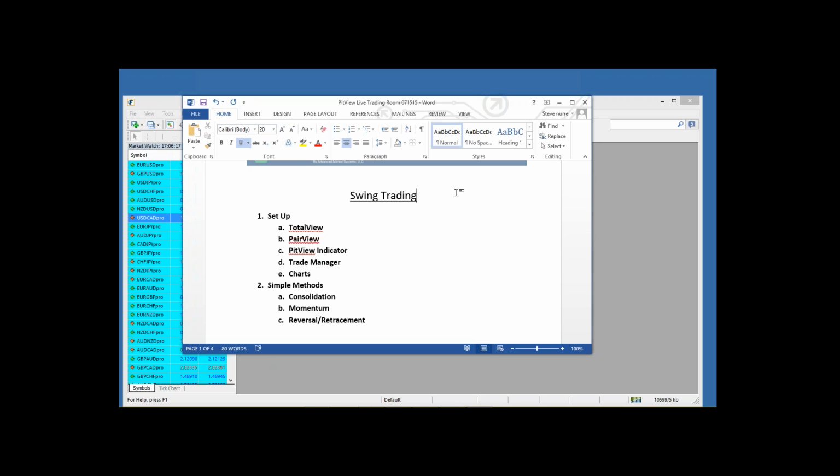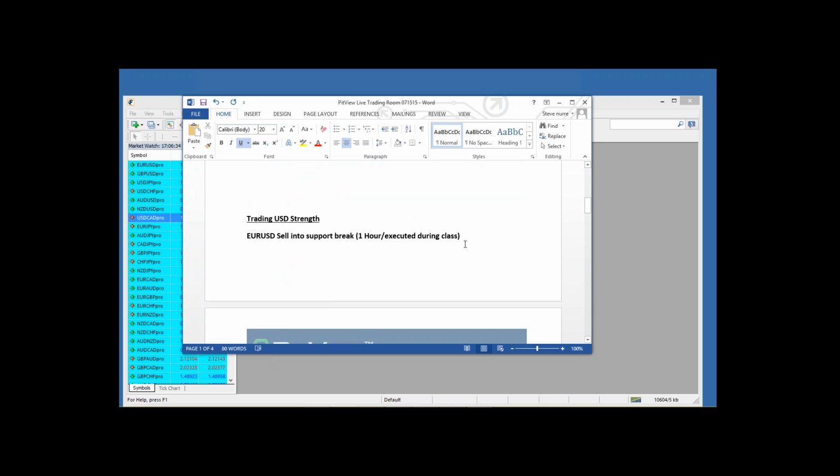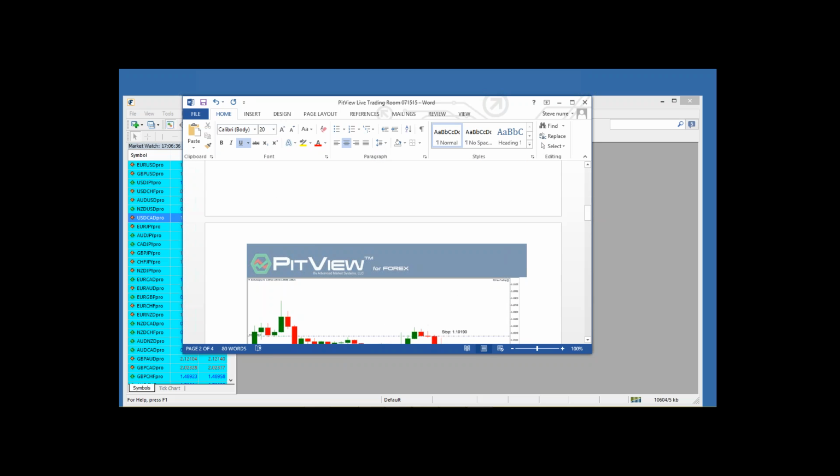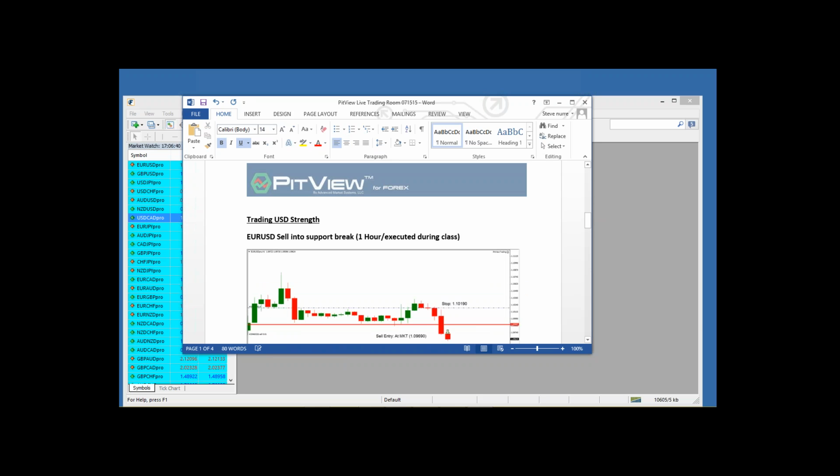And now, in the last 6-7 years, I've gone back to just more naked trading, trading off price action. So I thought the best way to open up this two-part series, and today's, like I said, is going to be very interactive, is to go through some of the simple methods. If you look at our PitView worksheet, I actually have some strength. I'm sorry, I was reading what it said on here, trading USD strength.